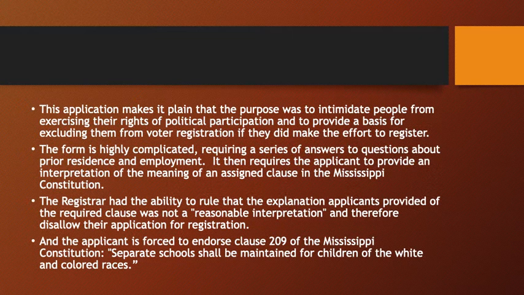The registrar had the ability to rule that the explanation that the applicants provided was not a, quote, reasonable interpretation, and therefore disallow their application for registration. And finally, the applicant is forced to endorse Clause 209 of the Mississippi Constitution: separate schools shall be maintained for children of the white and colored races. In other words, in order to register to vote, a prospective voter had to acknowledge the legal legitimacy, the moral legitimacy of segregation in schools.